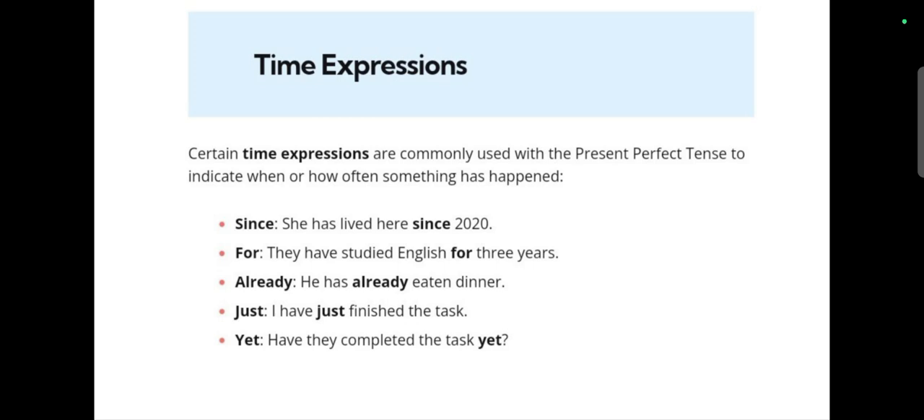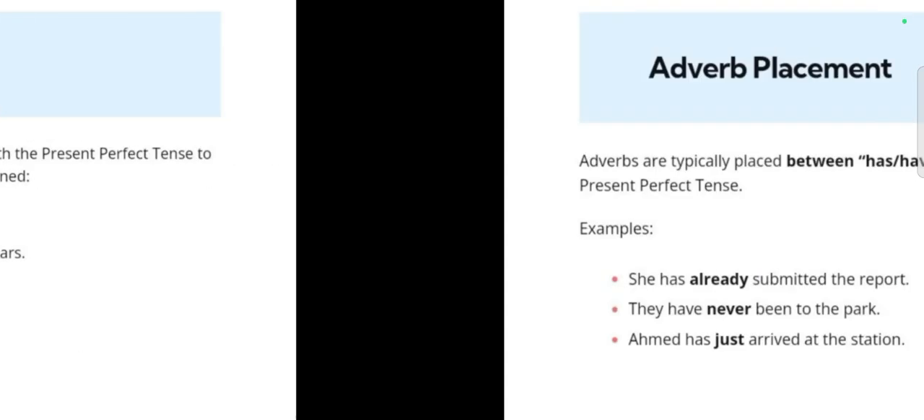They have studied English for 3 years. Specifically we are using for with numbers, number of months, number of minutes. If there is nothing specific, we are using for. And already, the adverb: he has already eaten dinner. Just is also an adverb: I have just finished the task. Yet: have they completed the task yet?